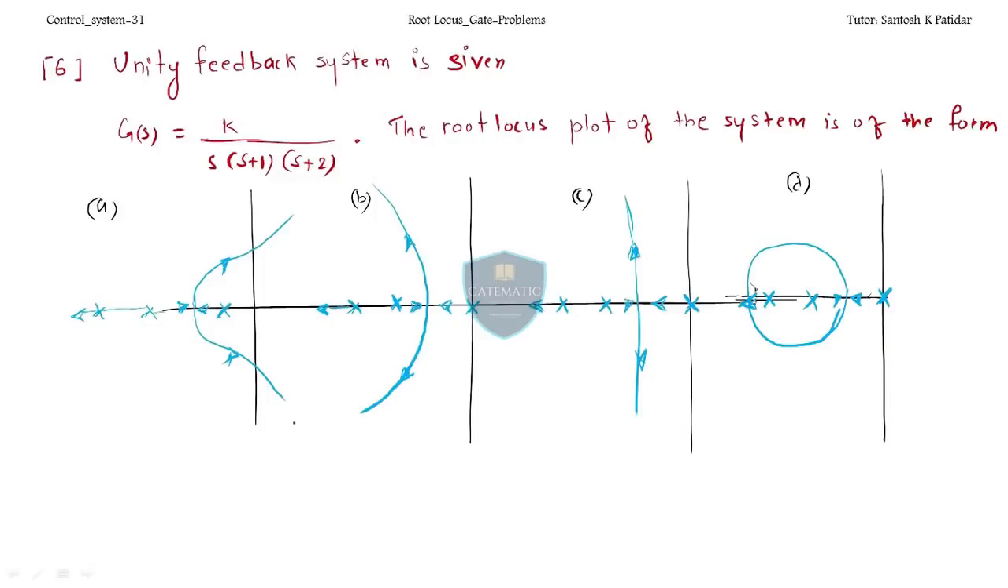Wow, a unity feedback system is given. Okay, G(s), unity feedback, so H(s) is 1. K over s(s plus 1)(s plus 2), everything is given. Now the question is, the root locus plot of the system is of the form. See, no need to draw everything, because he is not asking any point. What is the break point? What is the intersection point? What is the asymptote point? What is the angle? Nothing. You have to just apply your concept. You will get the answer.